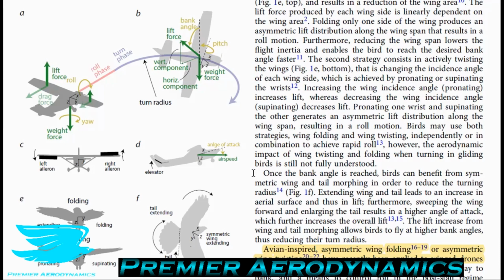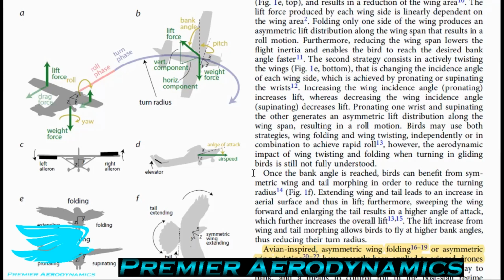So in figure 1, we have six different figures showing aircraft in different flying maneuvers and also birds. Gliding birds can perform sharp course variations that outperform current winged drones. They do this by modifying the shape and inclination of their wings and tail.